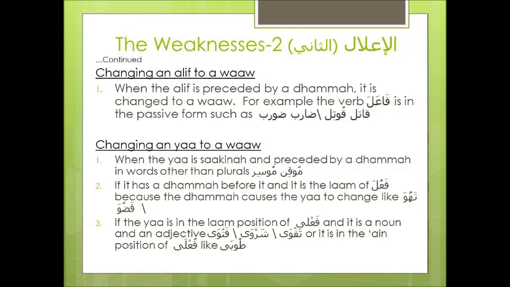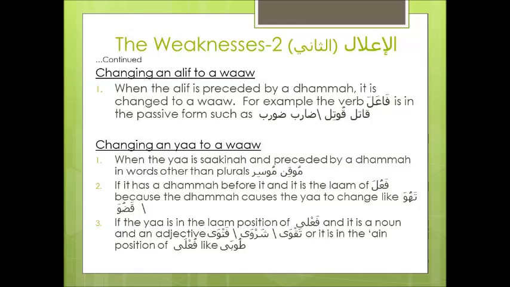Then changing a ya to a waw. When the ya is sakin and preceded by a dhamma in words other than plurals, as in muqin and musir. If it has a dhamma before it, and it is the lam of fa'ula, because the dhamma causes the ya to change, like tahwa and qadwa.